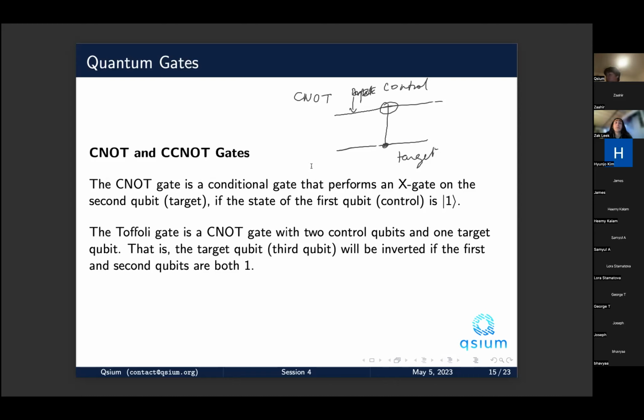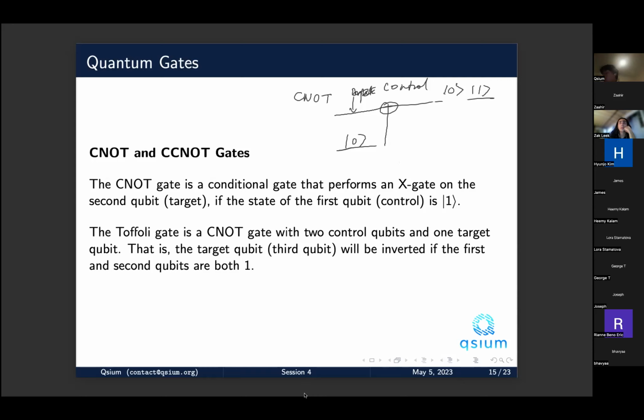So the CNOT and CCNOT gates. What CNOT does is, if the control qubit is state 0, it does nothing to the target qubit. But if it's state 1, it flips the target qubit. So if it was 0 before, it becomes 1.